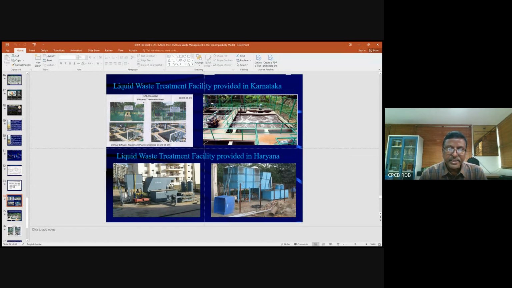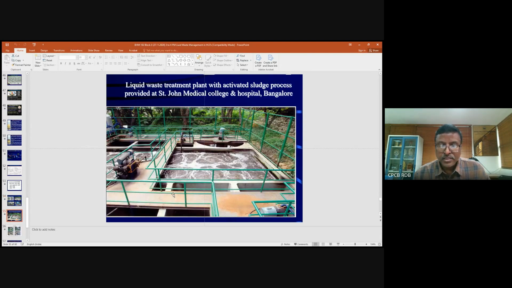Fabricated ETPs are available. Even in a small space you can have a treatment plant, and it can ensure treatment of the wastewater generated from the hospitals. These are the types of ETPs that hospitals can install in order to ensure proper treatment of liquid waste generated from the hospitals. This is the aerobic process adopted in St. John Medical College and Hospital in Bangalore.